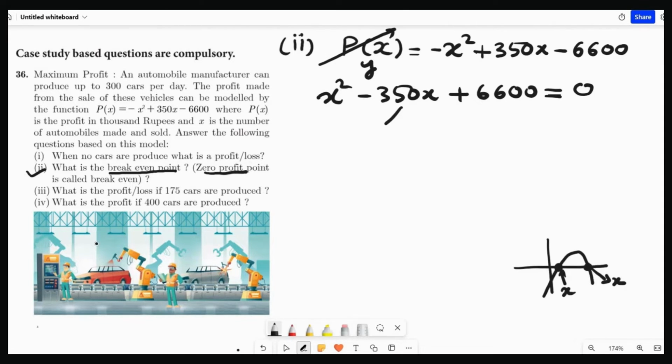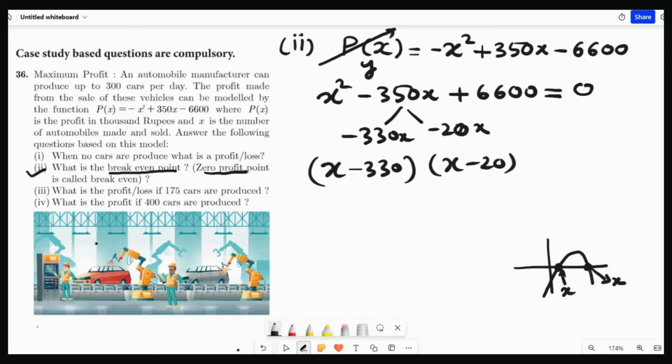Let's do the splitting of the middle term. This can be split as negative 330x and negative 20x. On splitting the middle term and factorizing, we get (x minus 330) as one factor and (x minus 20) as another factor, equated to 0. When each of the factors is equated to 0, we get x as 330 and 20. So the two points where the graph intersects the x-axis are x equal to 20 and x equal to 330.